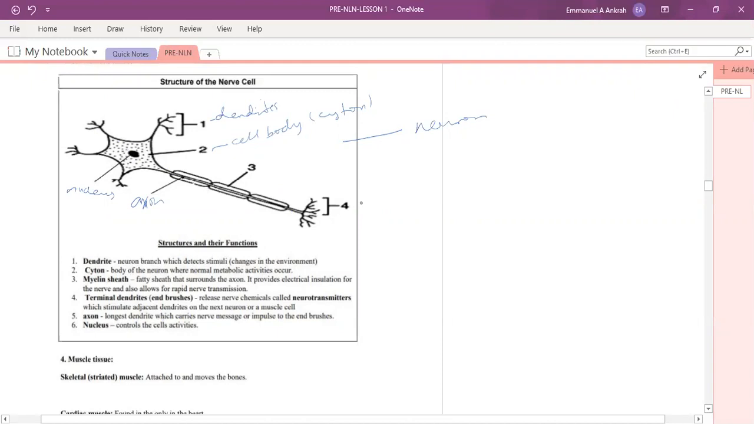So at the end, number 4, this is the terminal dendrites. Terminal dendrites. Okay. Or some people call the end brushes, as you have the end brushes. Okay. So this way you have the neurotransmitter released at the end here. So that will stimulate another neuron. And then around the axon, you have what we call the myelin sheath.